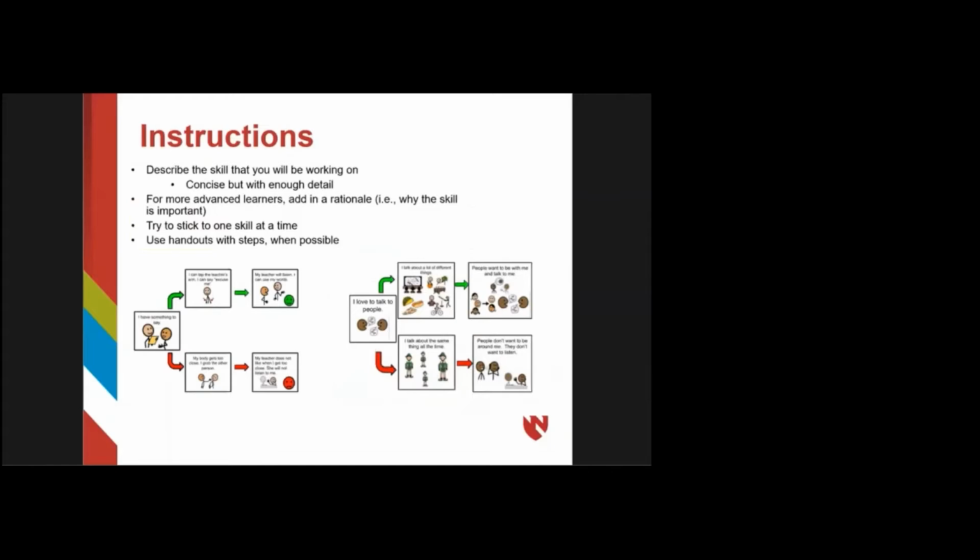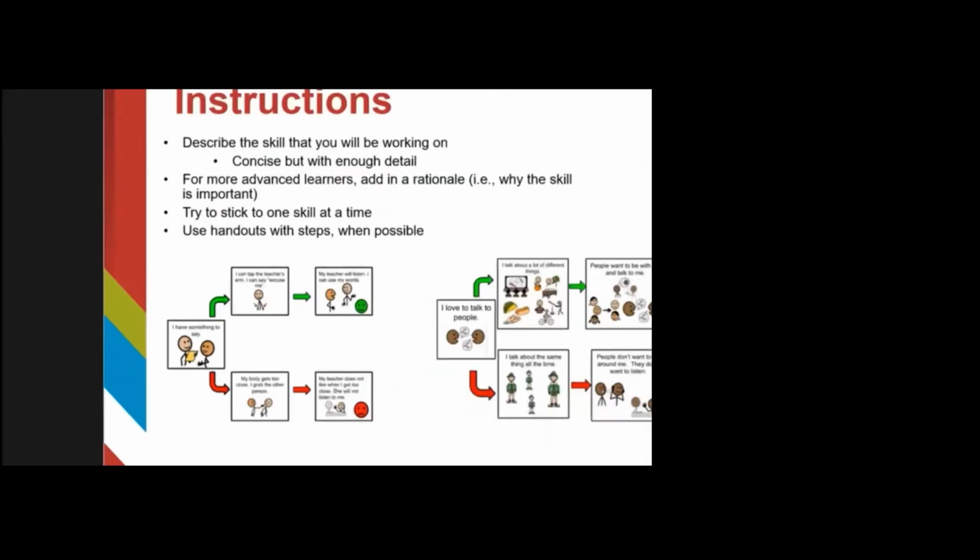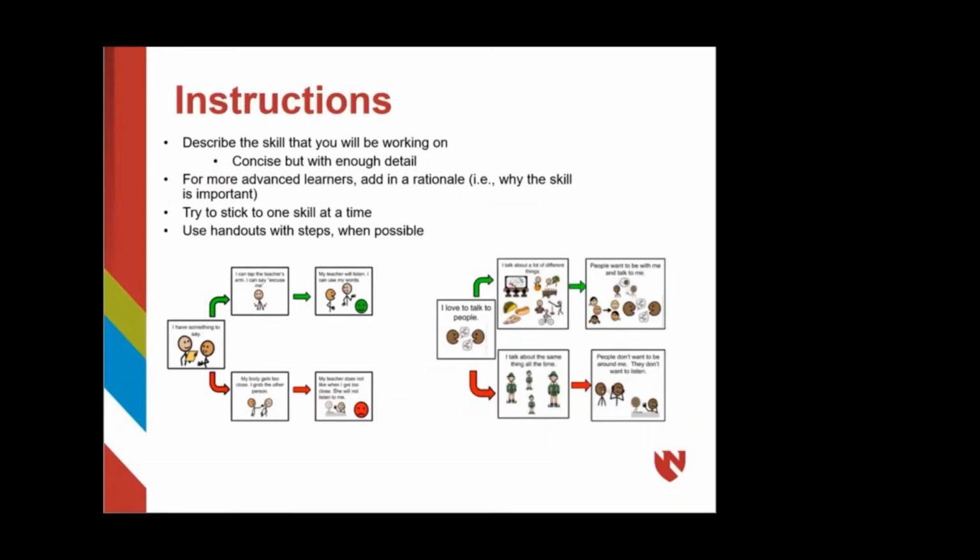So the first component of BST is instructions. When providing instructions, first we want to describe the skill we're working on. And we want to make sure that we're describing in very clear and concise terms, but also including enough detail. For more advanced learners, that might mean including a rationale for why that skill is important. Giving an explanation for why we're targeting this skill can help increase motivation for working on that skill.